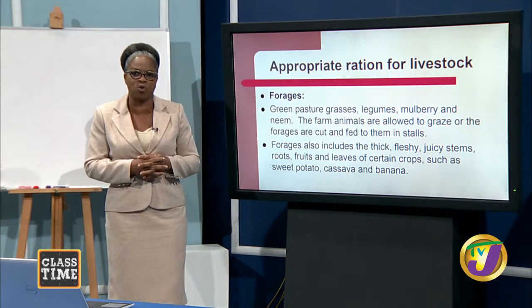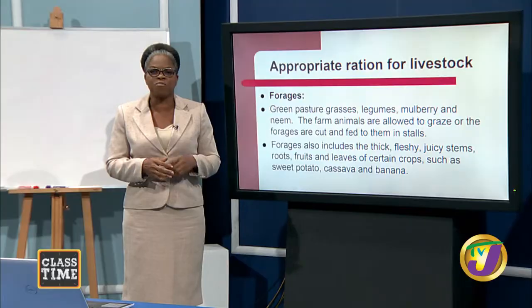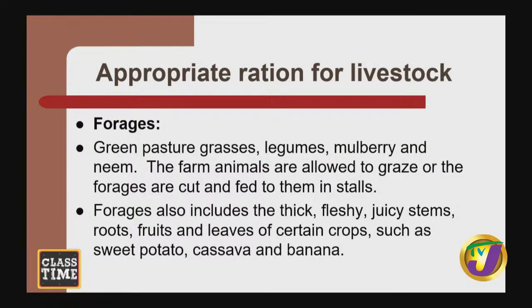So let us take a look now at forages. We get forages for our farm animals from green pasture grasses, legumes, mulberry, and neem. We're talking basically about animals that are grazing. The farm animals are allowed to either graze or forage, or they could have the forages cut and fed to them in their stalls. Forages also include thick, fleshy, juicy stems, roots, fruits, and leaves of certain crops, such as sweet potato, cassava, and banana.